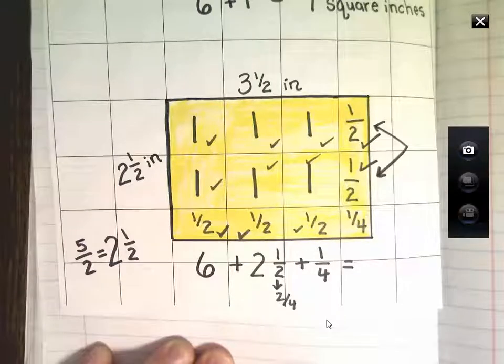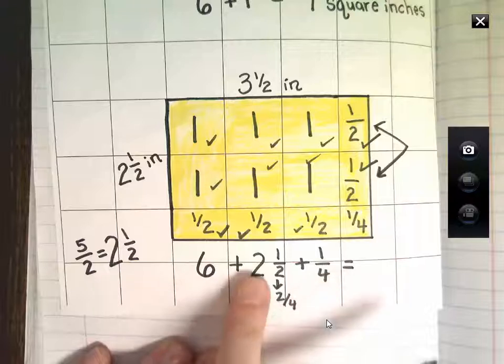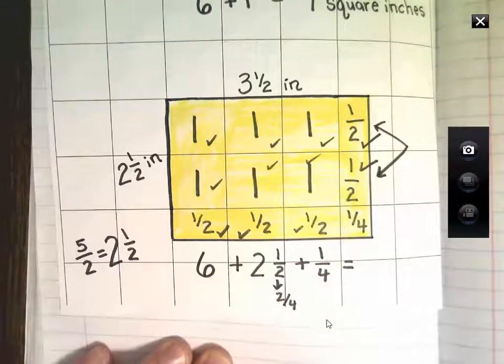And I just glanced over Adam. Adam, I love what you have too. Adam went ahead and did the 6 plus the 2. So he wrote 8.5 plus a 4th. Keely, do you have that? She's nodding at me. I bet she's got it too.